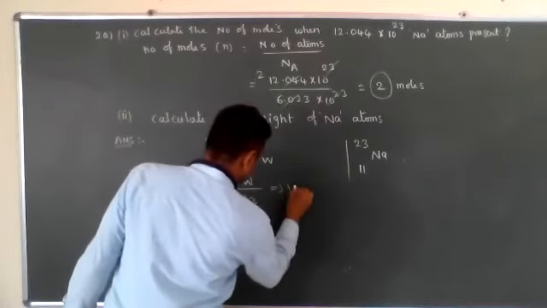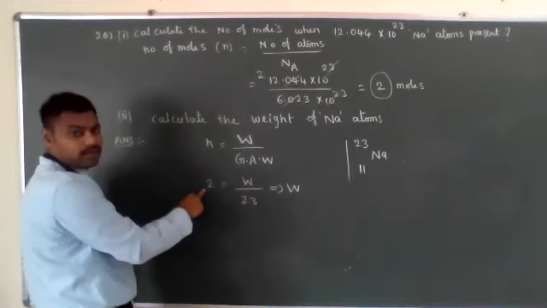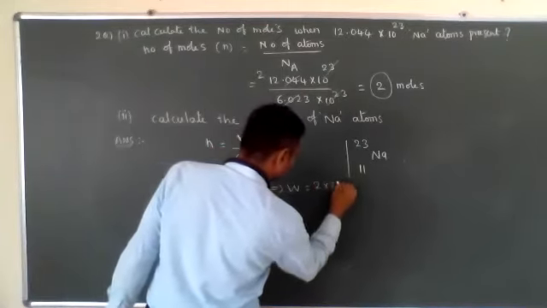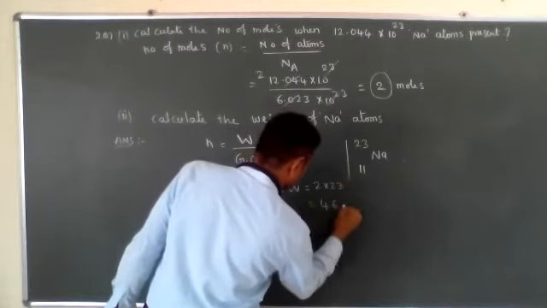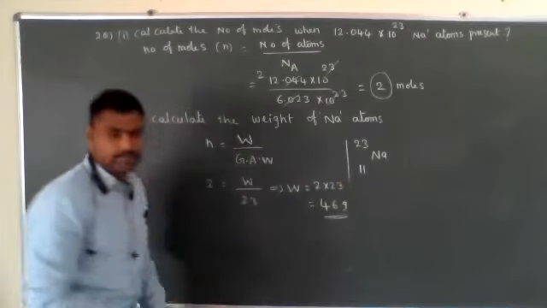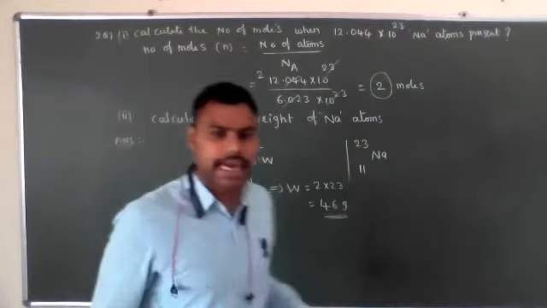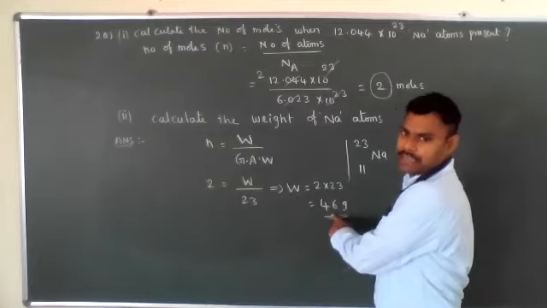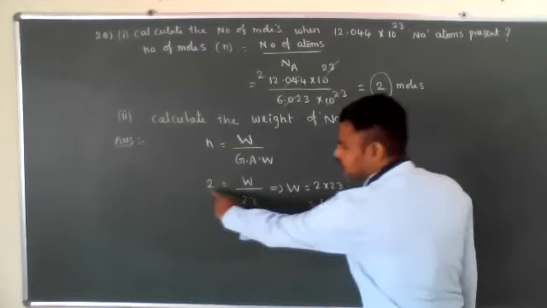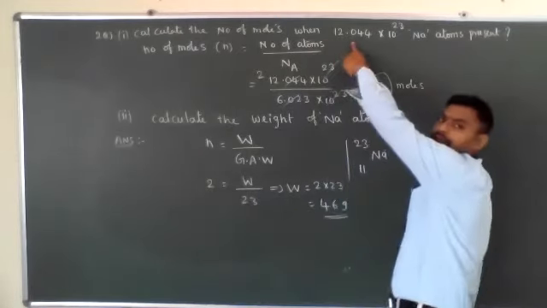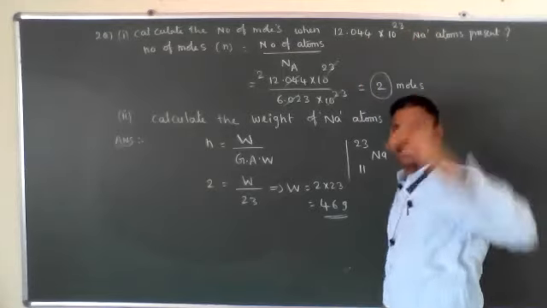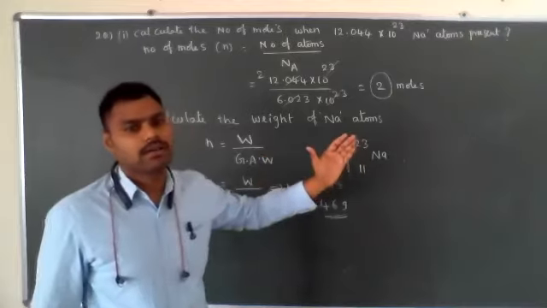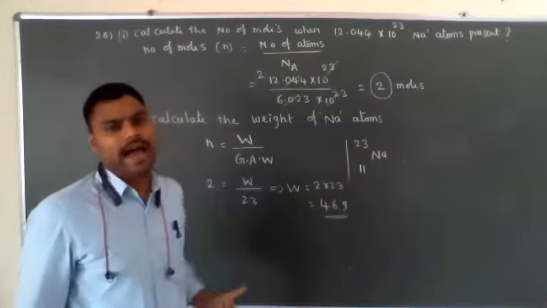From this the denominator goes to the left side, then it becomes multiplication. Then it is equal to 2 into 23, which is equal to 46 grams. Means 46 grams. The same question they will ask another way: how many moles of sodium are present when it has 46 grams? 46 grams of sodium is nothing but 2 moles. 2 moles of sodium is nothing but 12.044 into 10 to the power of 23 sodium atoms. So, however, we can convert from one value to another value.